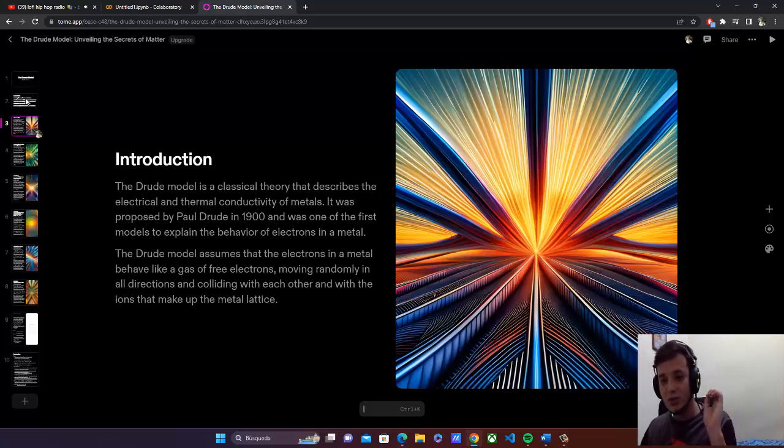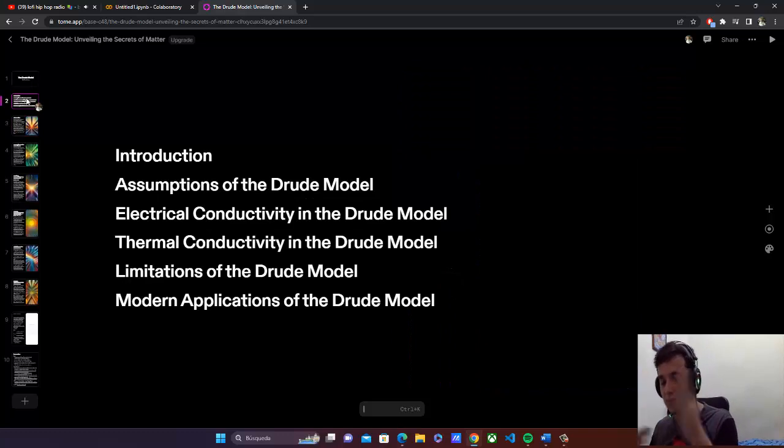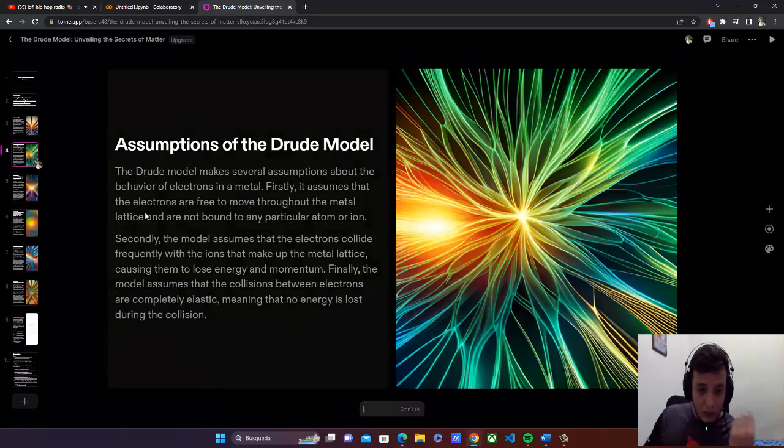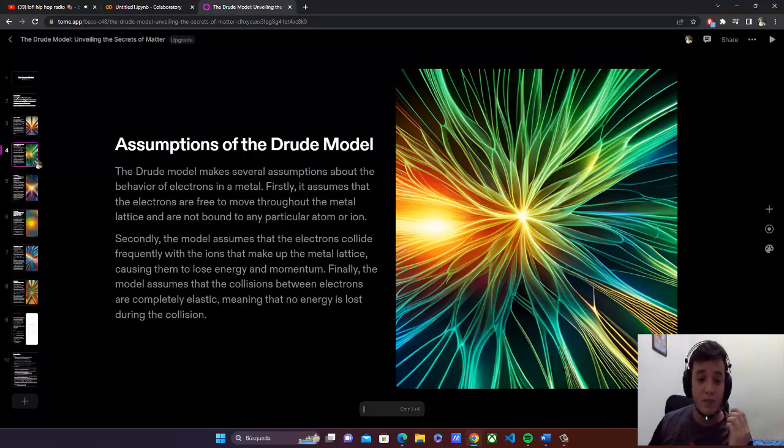Specifically, the topics we'll talk about today are: introduction and assumptions of the Drude model, electrical conductivity in the Drude model, thermal conductivity in the Drude model, limitations of the Drude model, and modern applications of the Drude model. So now, the Drude model is based on a set of simplified assumptions that must be satisfied for its application.